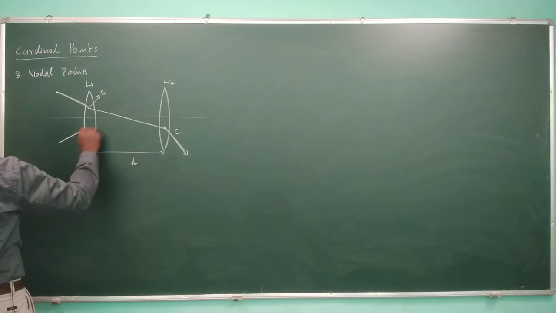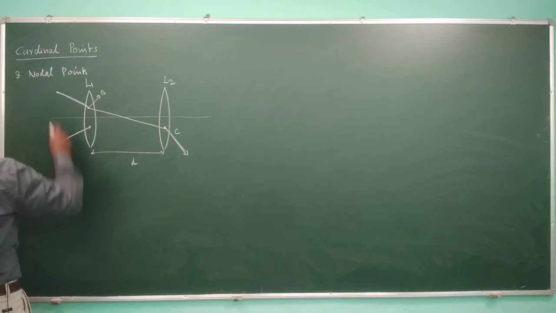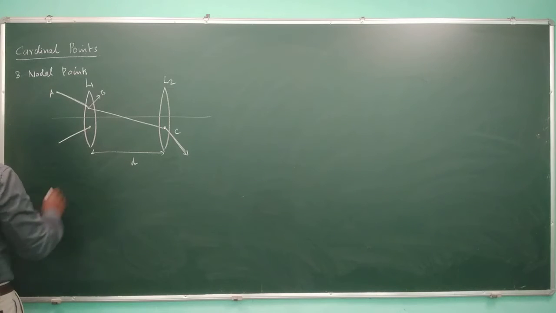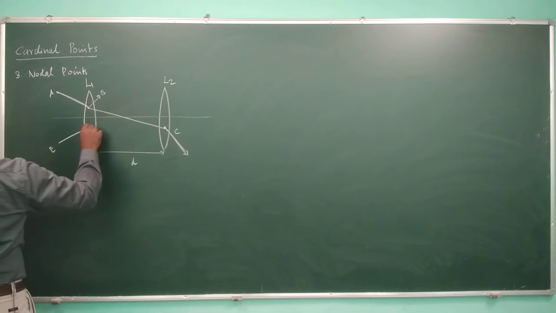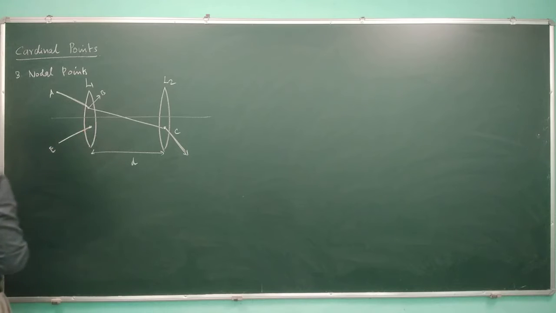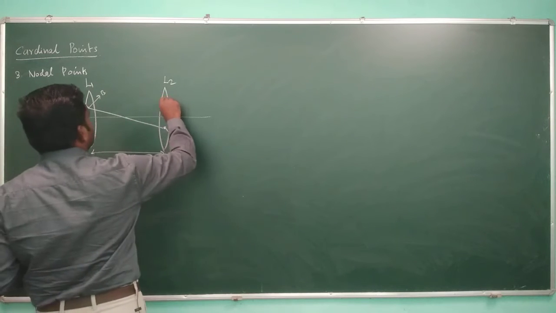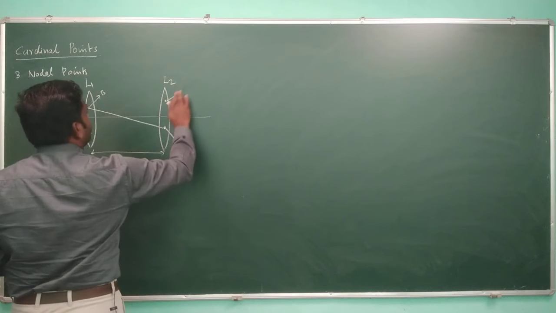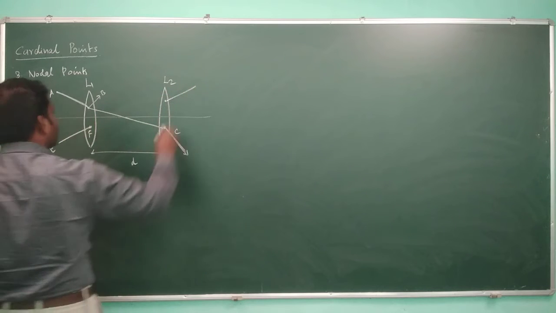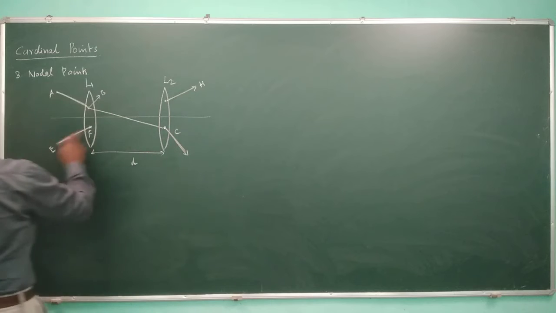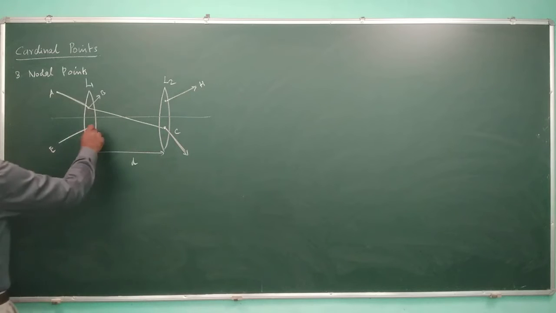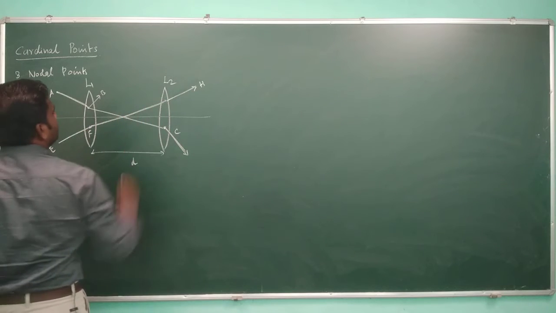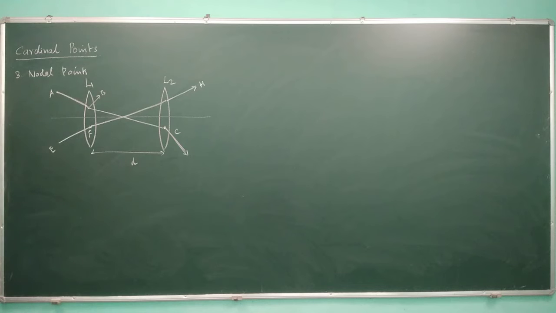Similarly, a light ray coming from E will be incident on a point F and emerge as a parallel line to H after traveling through this lens system. So essentially there is no refraction in this.